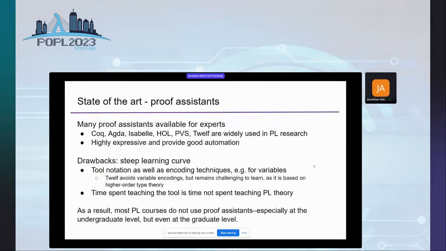Now, there are, of course, a lot of proof assistants used in programming languages. So I've listed a bunch of them here. And I saw somehow I left Lean out for the slide, but that's probably not the only one that isn't even here. But there's a lot of these proof assistants that are very highly expressive. They provide great automation. I think for expert users, they can actually enhance your productivity, and they certainly enhance our confidence that a proof is correct. But the drawback is it's a steep learning curve, right?